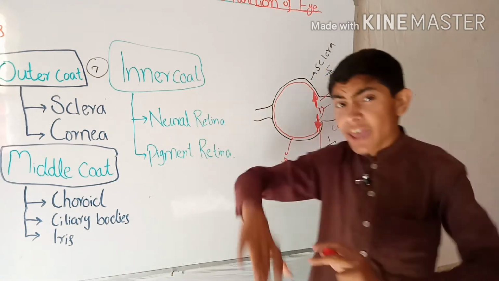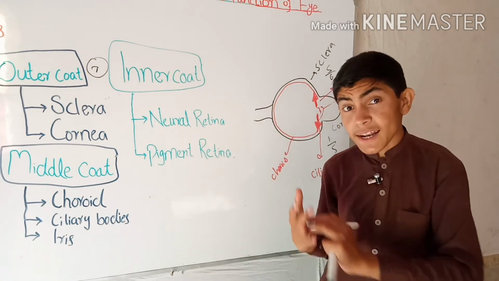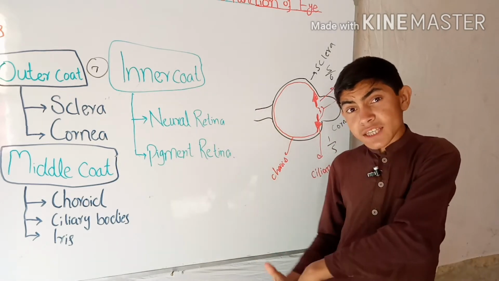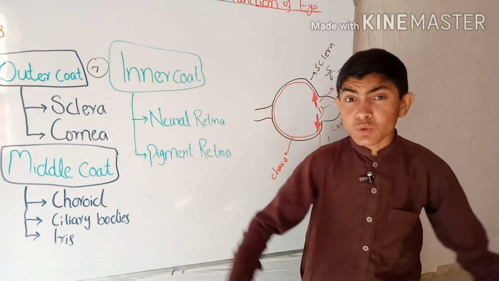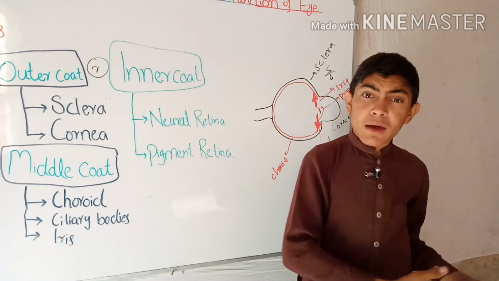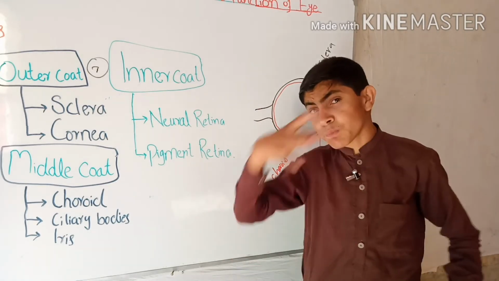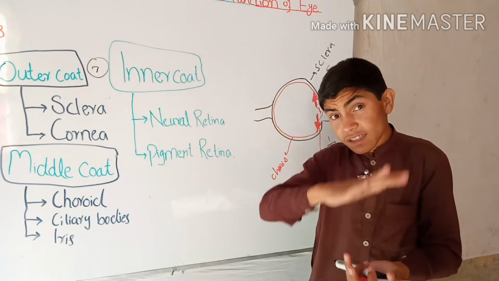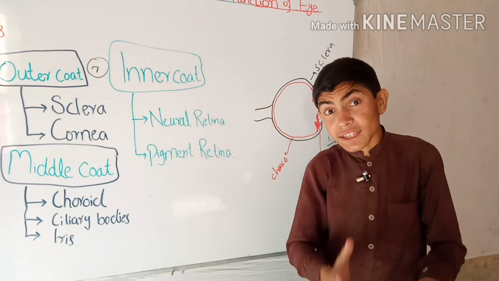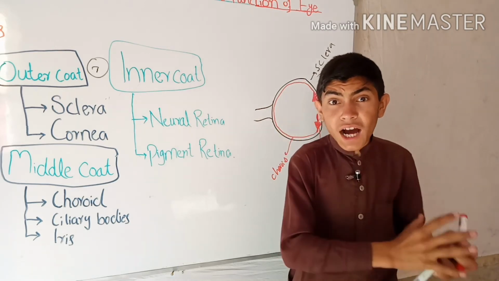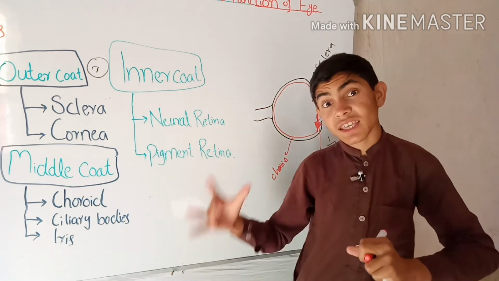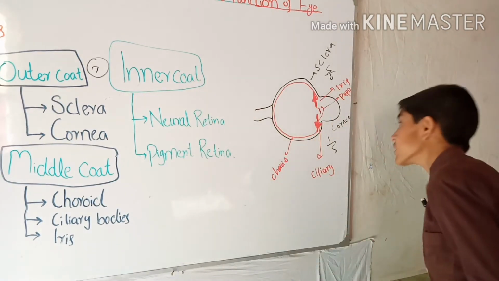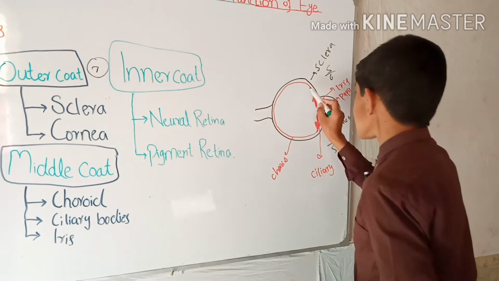The next is the innermost coat of the eyeball, which is the actual coat, for which the protection is provided, for which the nourishment and the blood supply are provided, for which the outer parts work. This is the actual part where the actual work of the eye is done. This is the retina. I will mark it like this.